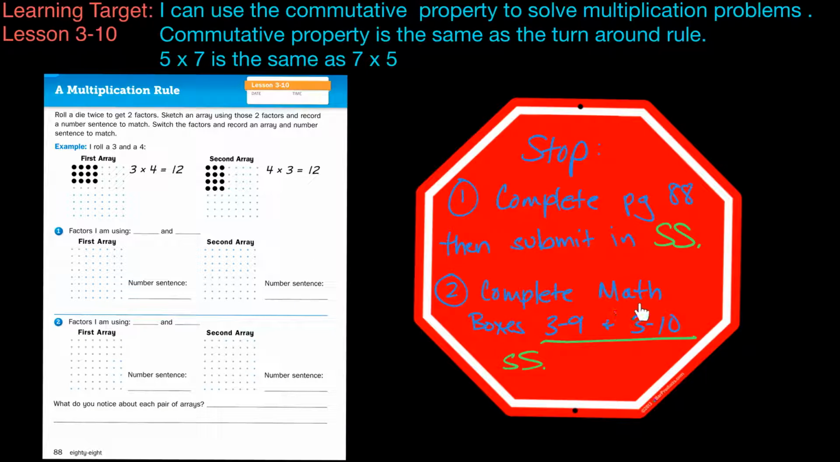When you're done, listen very closely. You're going to submit math boxes 3-9 and 3-10. We were skipping part of 3-9, but we're going to still do the practice. So 2 math box pages. That's why this lesson is a little bit shorter today.